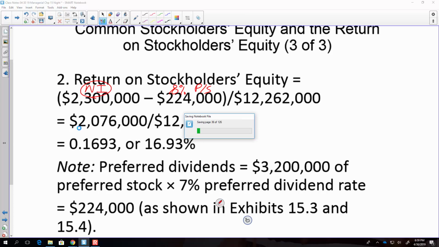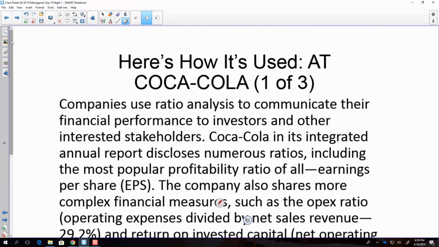Again, oh, I said 8%, it's actually 7%. Sorry. I just noticed that down here. It's 7% to get the 224. So preferred dividends are 3.2 million, 7% of that is 224. So we have to subtract that out of our net income to get our common shareholders a return.